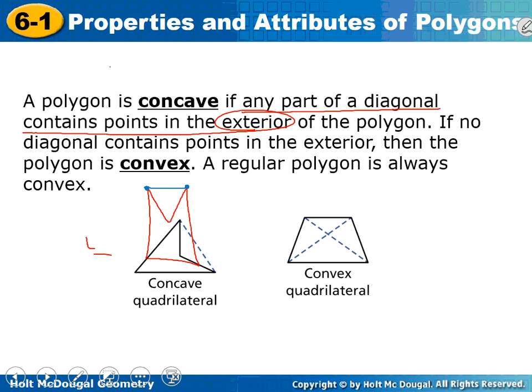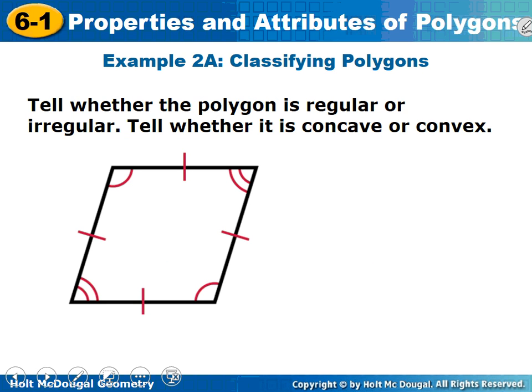All right, we're going to check. You'll notice there's several examples next in your notes. I'm going to go around again and call on you. You're going to tell me, is it regular or not? And is it concave or convex? So regular or irregular, concave or convex. Remember, regular has to be both equilateral and equiangular. Concave is going to cave in on itself, convex is not.